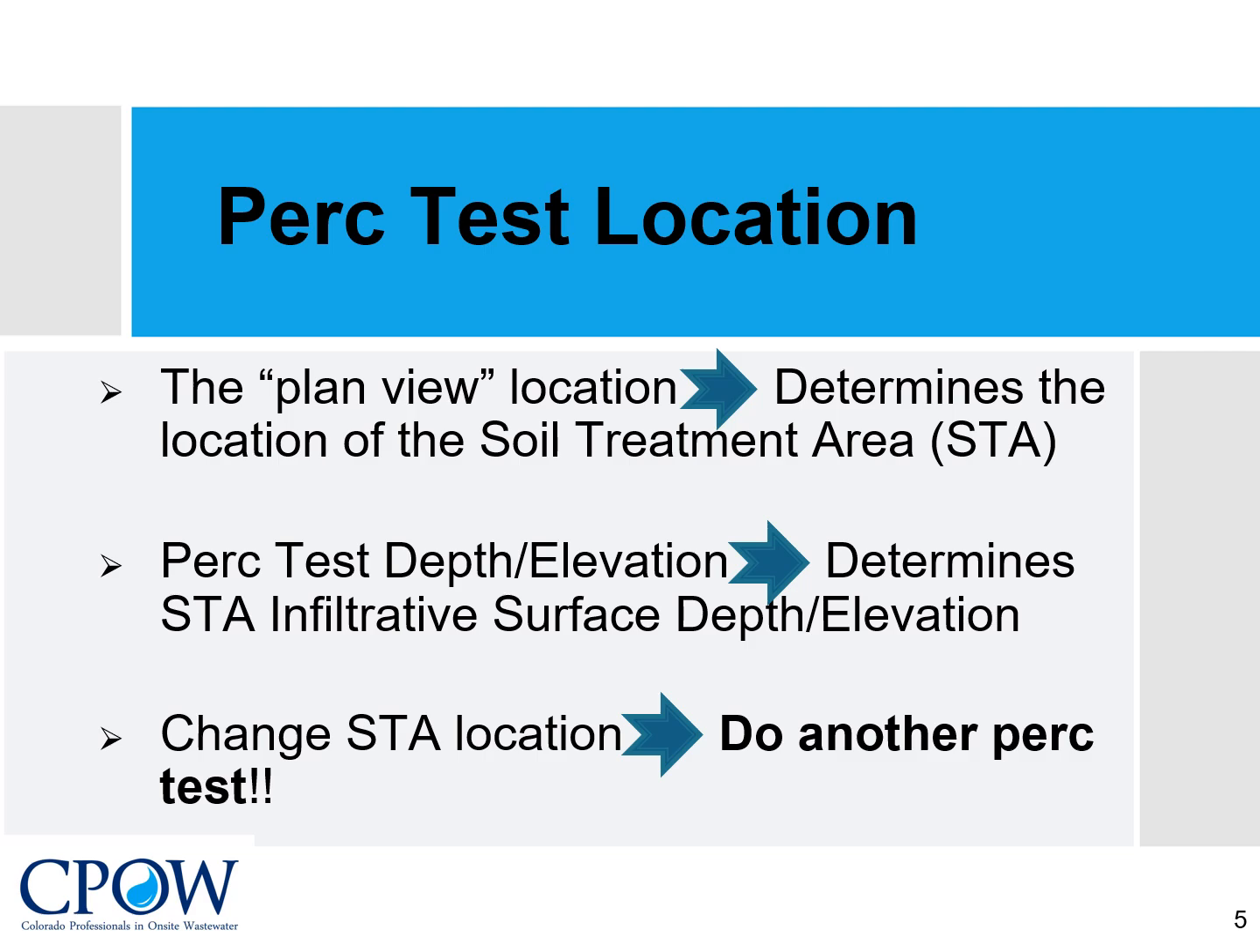If you're going to conduct percolation tests, you will want to determine where those tests will be located. The plan view location determines the location of the soil treatment area. So where on the site are you going to place your soil treatment area? Percolation test depth or elevation determines the soil treatment area infiltrative surface depth elevation. If you change the soil treatment area location, you need to do another percolation test.